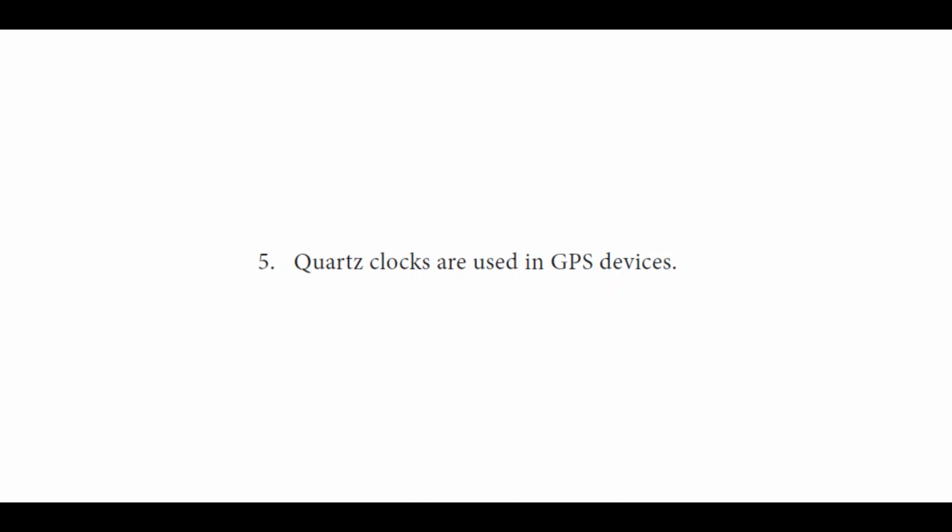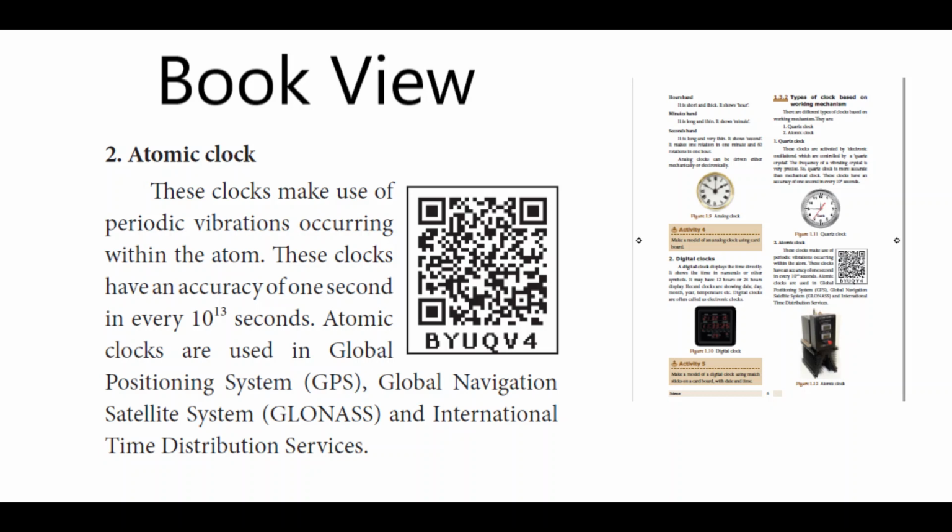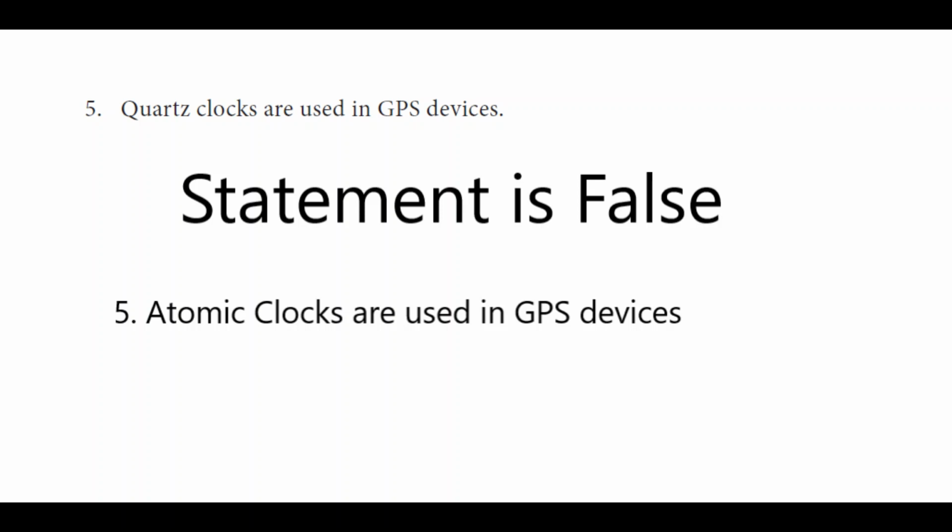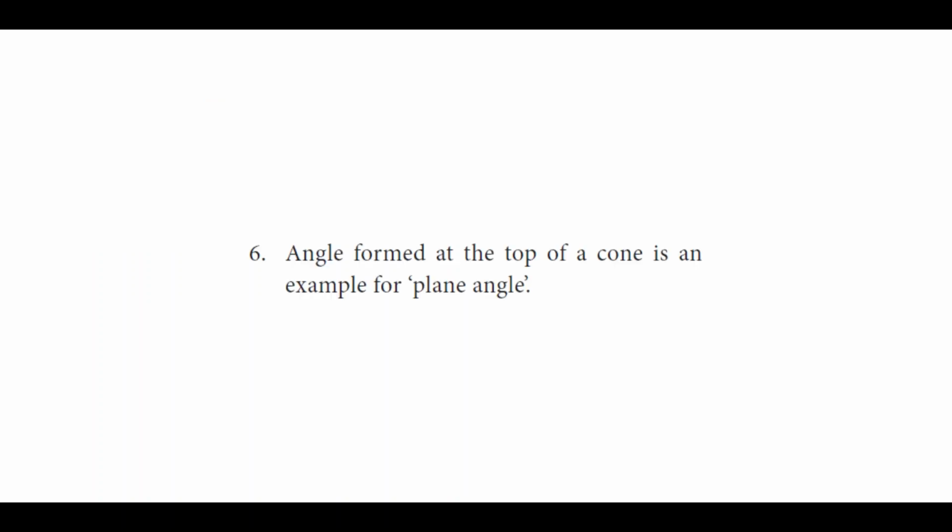Fifth one, quartz clocks are used in GPS devices. What does the book say? It is the atomic clock. Only the atomic clock is used in GPS services. So the statement is false and we have to rewrite the statement as atomic clocks are used in GPS devices.